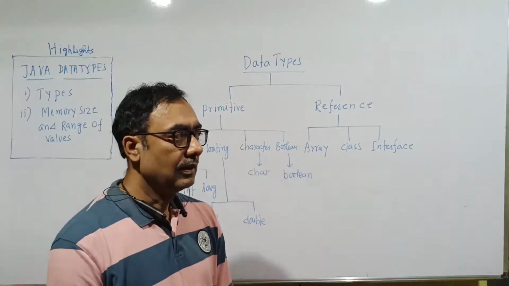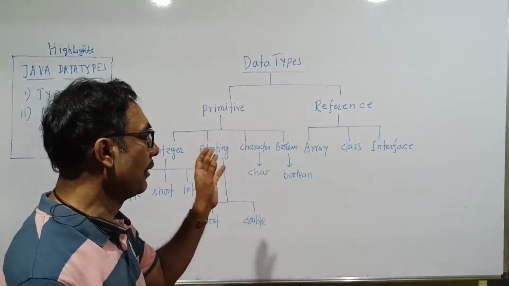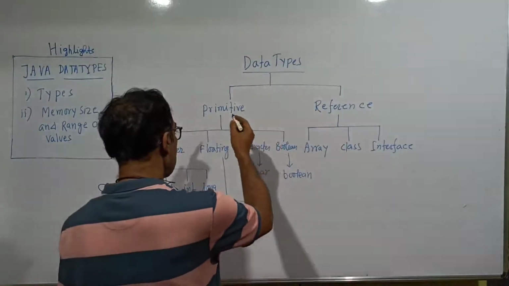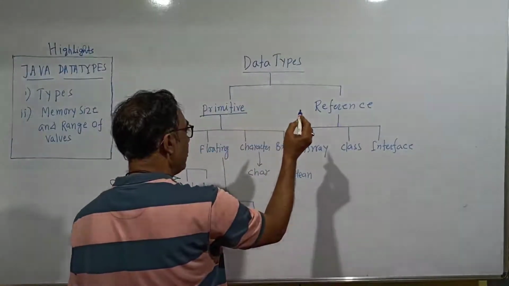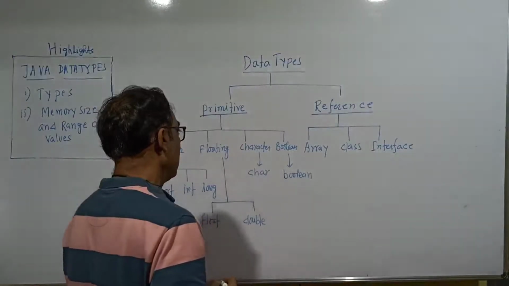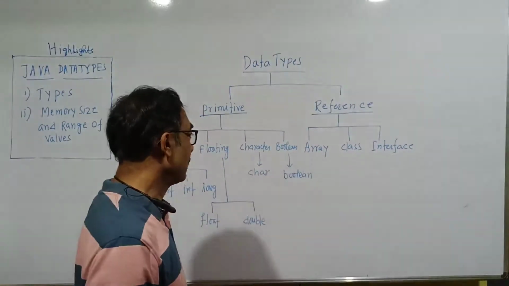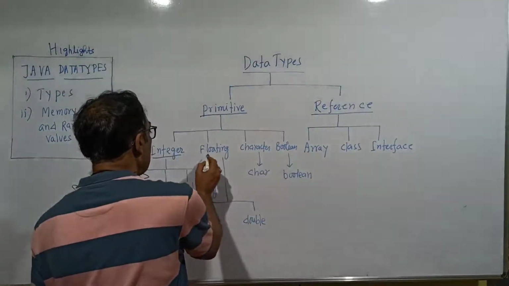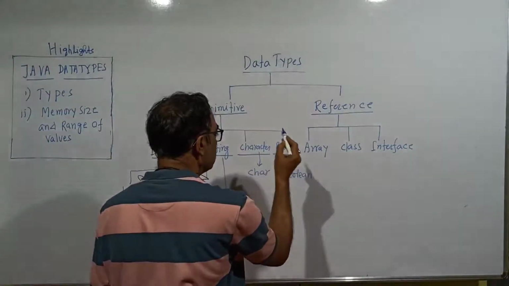So, as you see, here is written the basic classification of Java data types. It's something like this. Primarily, it has two types. One is called primitive, another one is called reference. In the case of primitive data types, we find that there are four divisions: integer type, floating, character, and boolean.